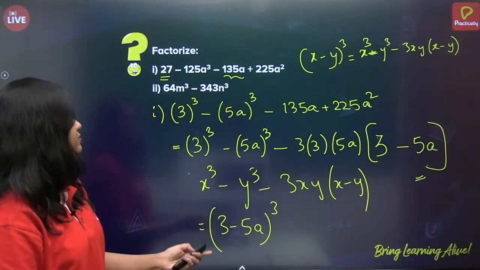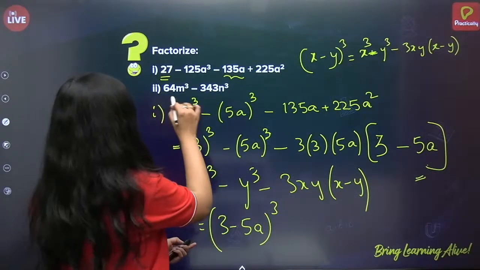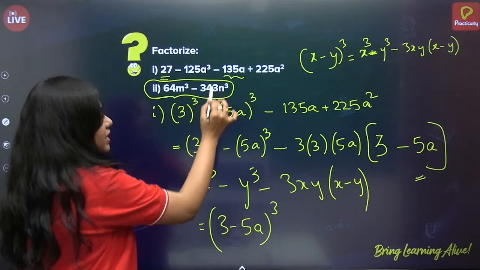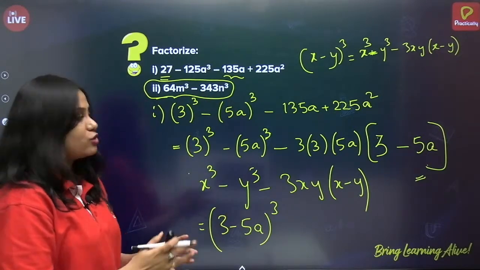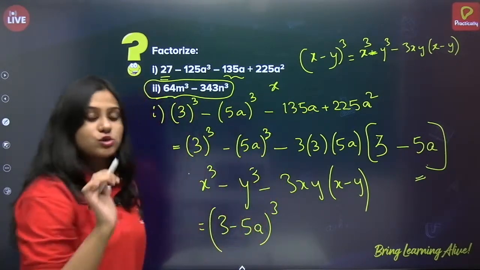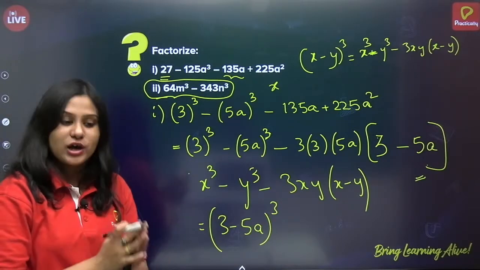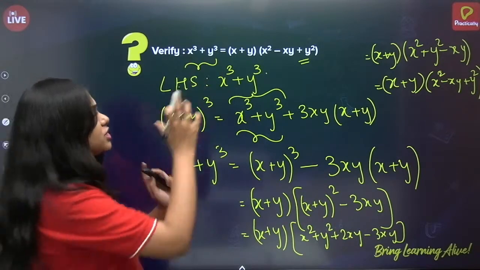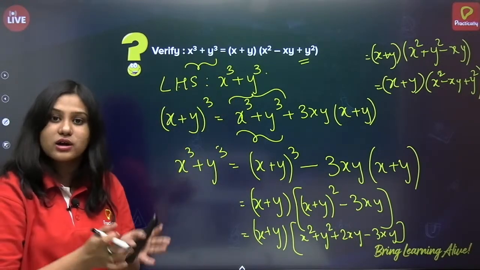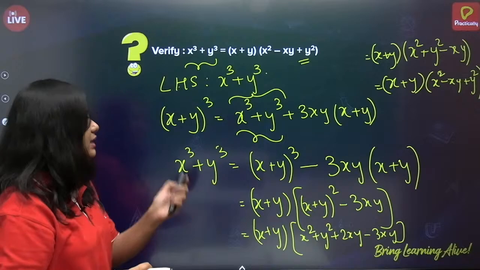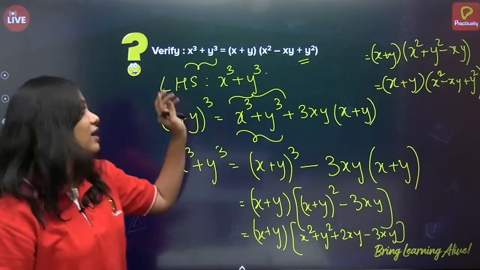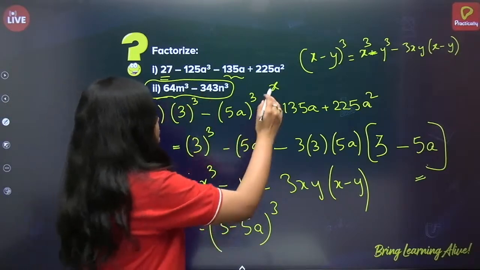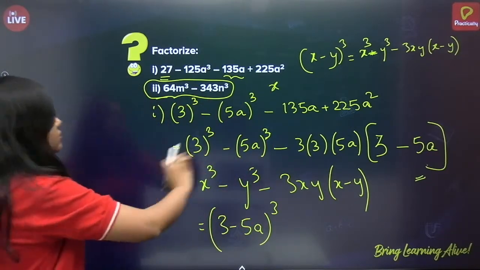Good. Next. Okay, we have the second one as well. This is of the form a cube minus b cube, or x cube minus y cube, correct? So you have to solve this and tell me in the comments if you have solved it. I will just open the x cube plus y cube formula from the previous slide. Just go back a little, understand the x cube plus y cube formula, and apply it here. What will this be? Let me write.